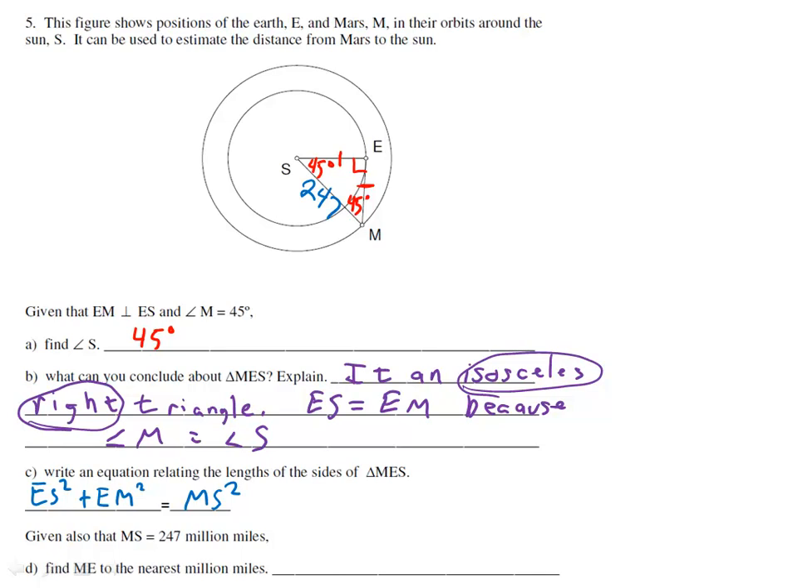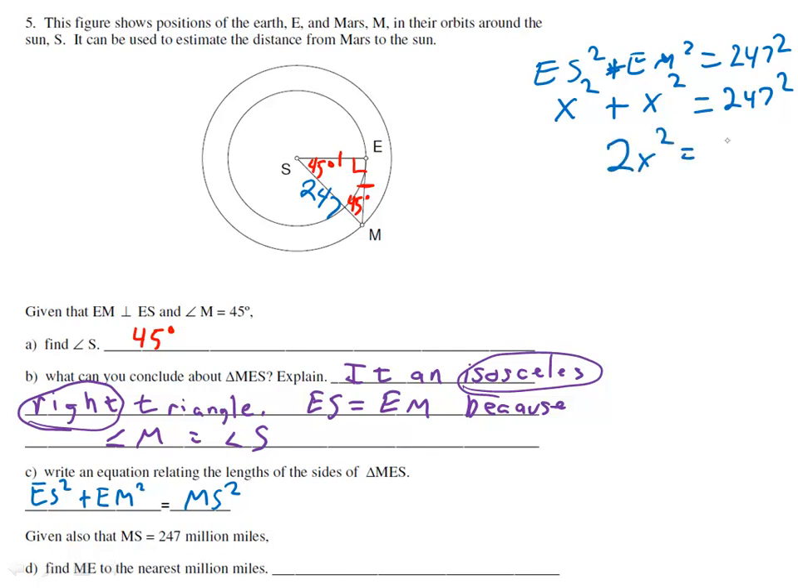Okay, so this is our figure. 247 million miles. So we do ES squared plus EM squared equals 247 million squared. Find ME to the nearest million. I could substitute X for both of these because they're the same length. The advantage of that is that gives me the chance to combine like terms. 2x squared equals 247 squared.